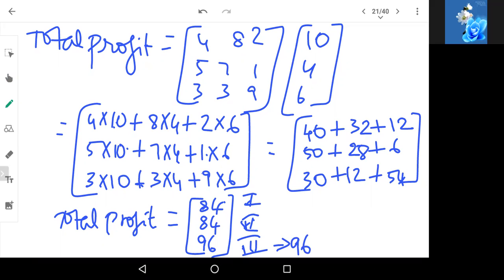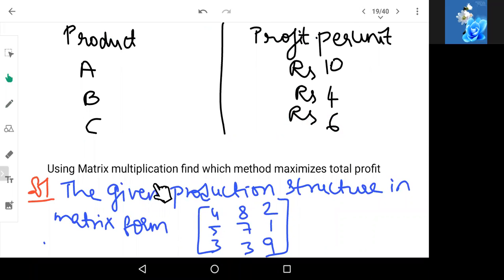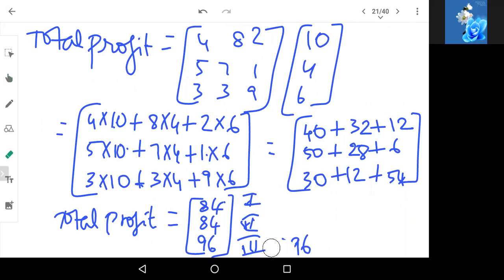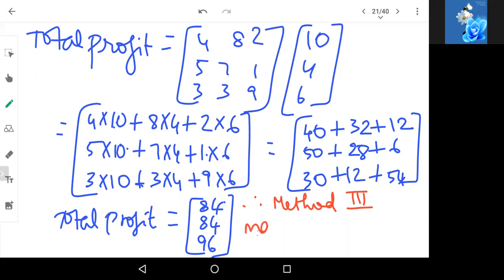So what was the question that they asked? They asked us, using matrix multiplication, find which method maximizes. So which is the method? Method number 3 will maximize the total profit. How did we come to that conclusion? By seeing this total profit matrix where the first two are of same profit, and the third method, the profit is more. Okay, so you have to write a conclusion here. Therefore, method 3 maximizes profit.